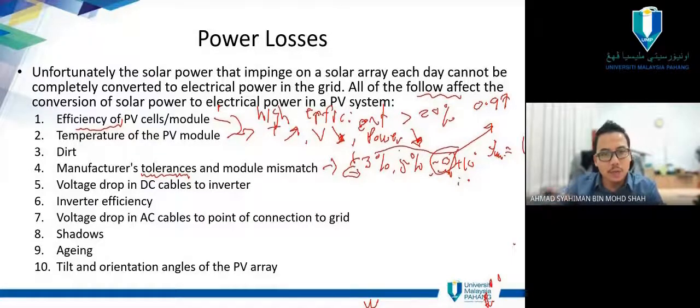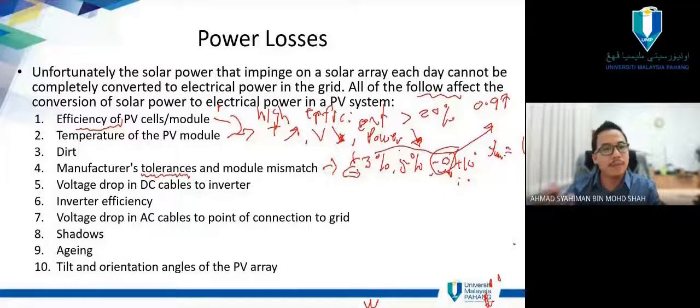And then voltage drop in DC cables to inverter. Voltage drop can come from the length of the cable. This is logic, because after this, we are going to calculate the voltage drop of the cable. It totally depends on the total current flowing through the cable, the size of the cable, and the length of the cable route from the PV module to inverter, for example, that will totally affect the voltage drop itself. So that is the voltage drop from DC cable to inverter.